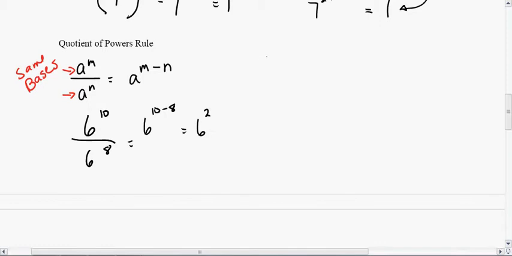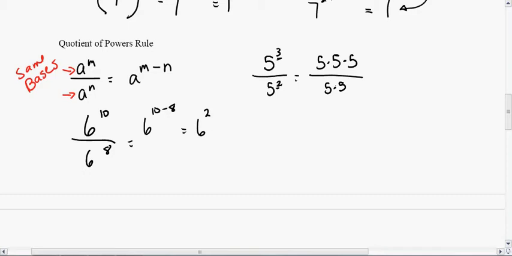Why that works is also pretty easy to see. Let's choose a smaller set of exponents. What about 5 cubed divided by 5 squared? If I write out what this actually means, 5 cubed in the numerator is 5 times 5 times 5, right? I've got 3 5s. And in the denominator, I've got 2 5s, 5 squared, or 5 times 5.